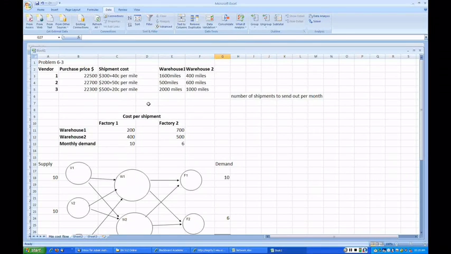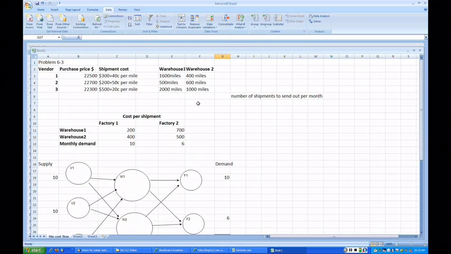And so the cost of shipment would then be $300, that's a flat fee, plus 40 cents per mile times 1,600 from vendor 1 to warehouse 1. Then for warehouse 2 it would be 300 plus 40 times 400 to warehouse 2. So that is the cost information that we need to get.